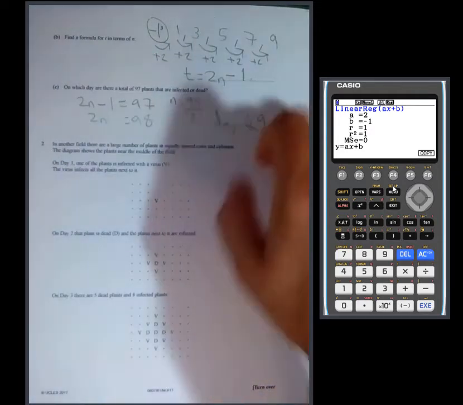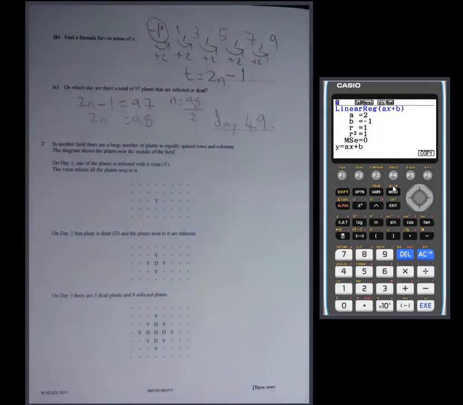If you can't solve that, then you could potentially use a solver or draw a graph or something like that. But I'm going to assume that you can all solve a linear equation like that. I very much hope so.